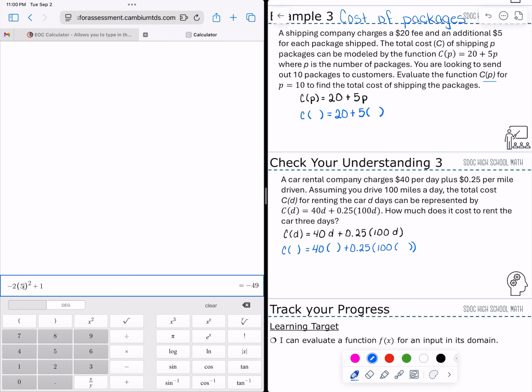So we have the equation already. So I'm going to go ahead and look at that equation, and everywhere there's a P, I'm going to replace it with parentheses. Anywhere there's a P, replace it with parentheses. I didn't change anything else on the equation. Everything else is still there. So now they tell me to find it when P equals 10. So wherever there was a P, or inside those parentheses, I'm going to put 10.